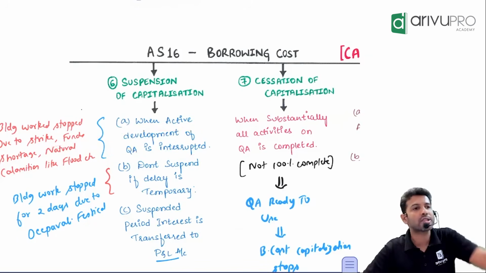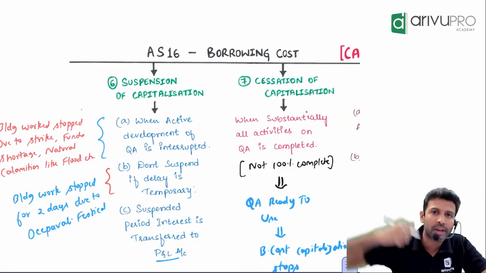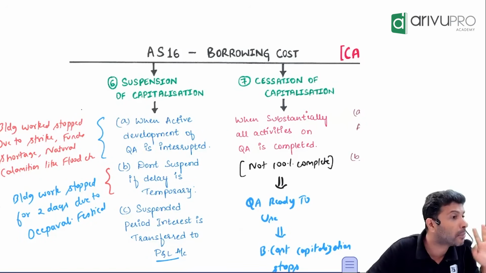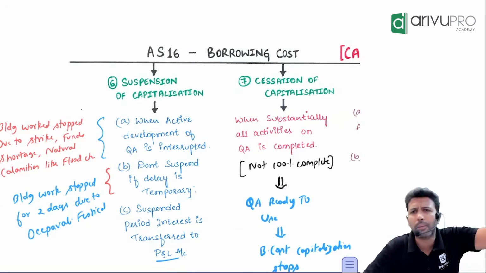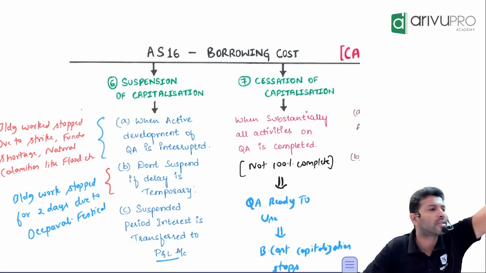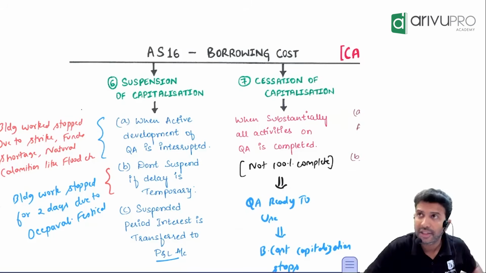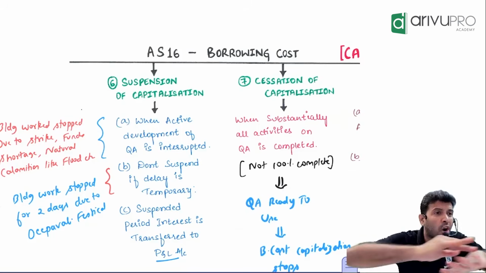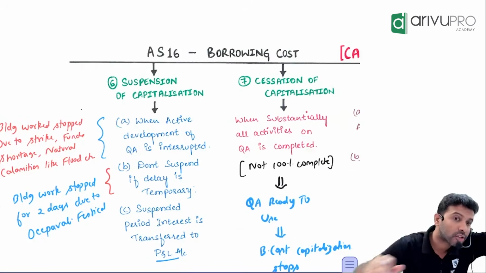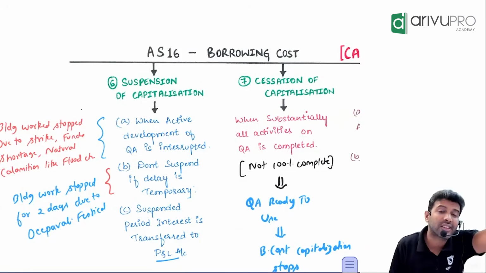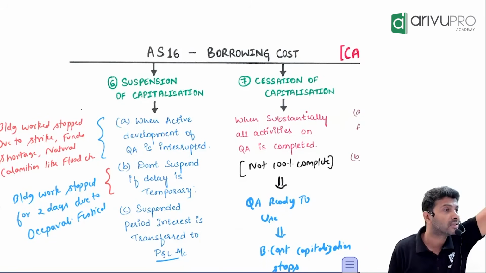Let's say I am constructing a building, and laborers went on strike over some salary issue. For 3 months they did not come at all. That means the construction activity has halted. It stopped. All right. Can you tell the bank people that for these 3 months you will not pay interest?